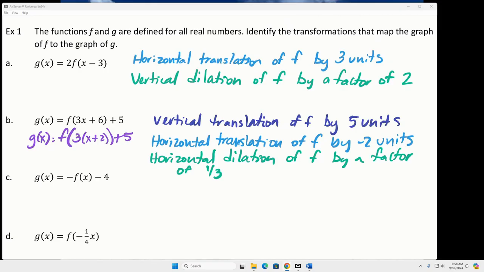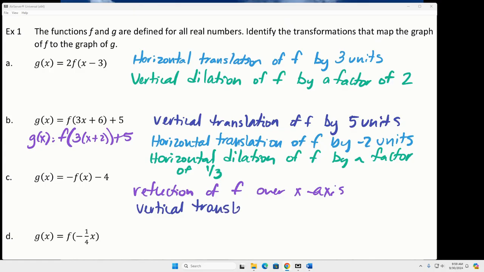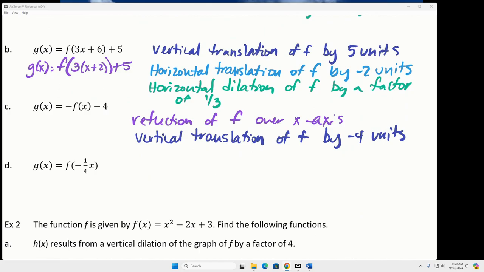Okay, I'm going to do one more with you, and then I'm going to have you do one on your own. All right, so C has 2 also. What's that negative going to do in the front? Yes. All right, and then that -4 is also on the outside, so it's going to be a vertical translation of f by -4 units. All right, I want you guys to try D on your own, please.